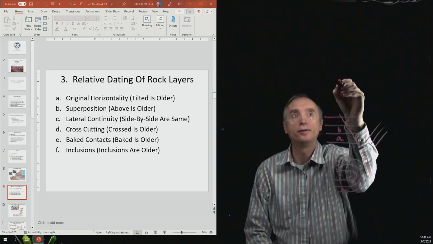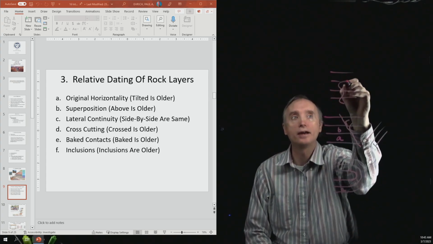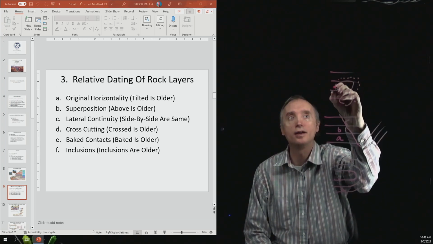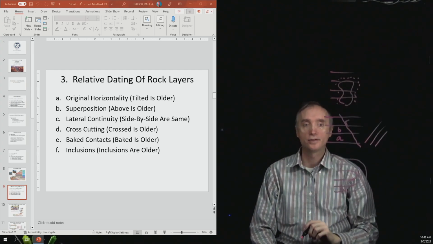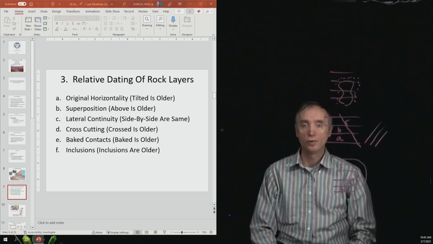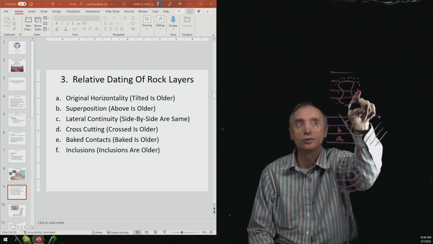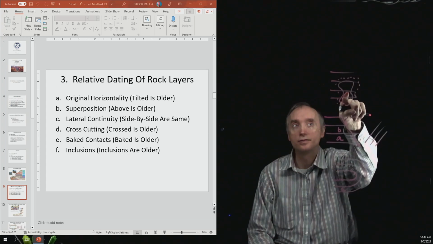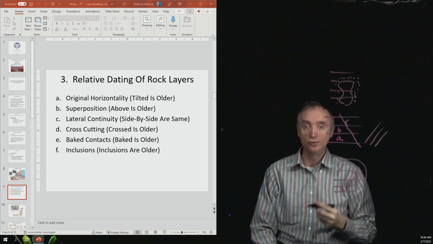Baked contacts. So we found out when we talked about the formation of marble that it occurred when you would have limestone, and then there was some kind of a magma chamber, and the rocks around it, so this limestone would be turned into marble from the heat of that magma chamber. So what this is saying is that whatever is baked must be older. So these rocks, the ones that were turned into marble, have to be older than the magma chamber.